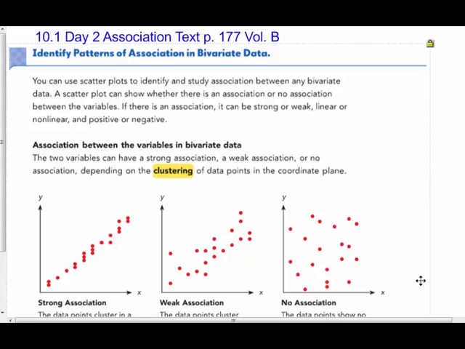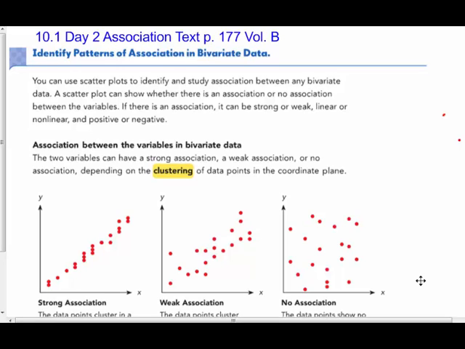This is lesson 10.1, day 2, association, identifying the patterns of association in that bivariate data, or those scatter plots that we were making yesterday. What is the association between all of those points? You can use scatter plots. Oh, this is in your packet.